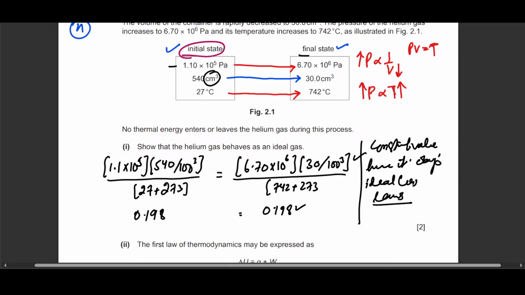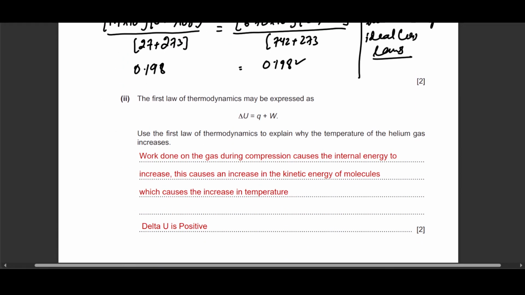Okay. All right. In the next part, he says, using the first law of thermodynamics, that is going to be expressed like this. Okay, fine. We already know that. Use the first law to explain why the temperature of the helium gas may have increased. You see, when you compress a gas, you're adding energy into the system. You're doing some work on the system. So in this scenario, where does that come from? You see, this W represents P delta V.